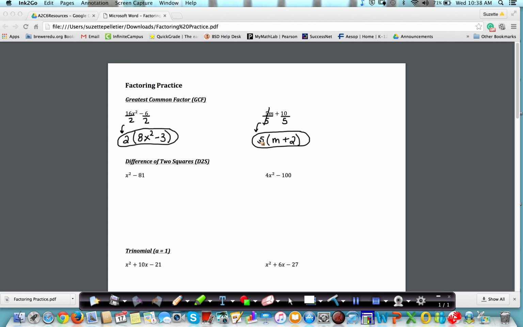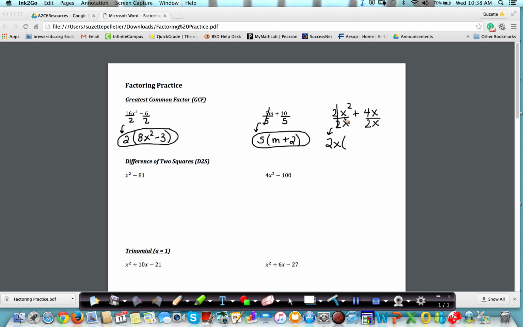Remember, you don't just always take out numbers, you can also take out letters. So, for example, if I had 2x squared plus 4x, I could actually remove from both of them a 2, but I could also remove an x from both of them. And so, like we were doing over here and over here, I'm going to place that common factor on the outside. That's my greatest common factor.